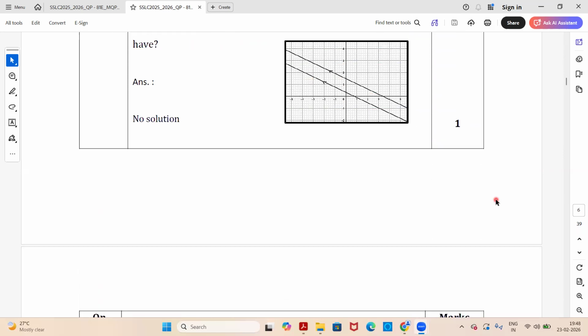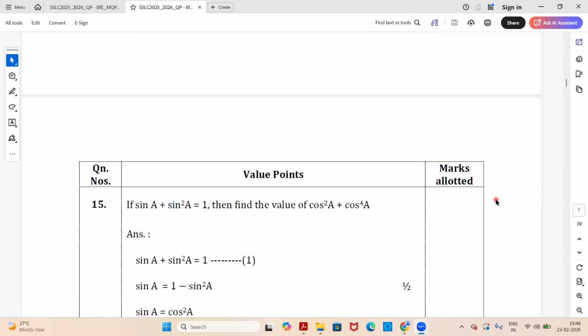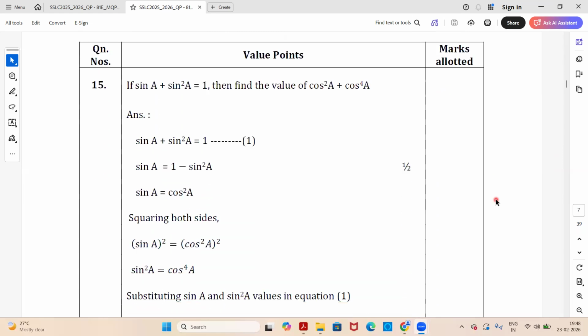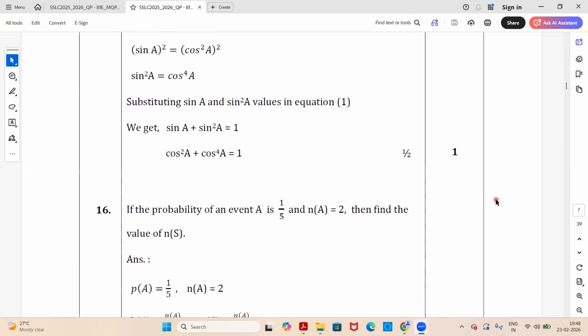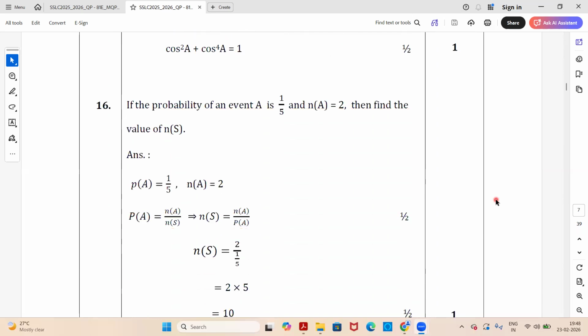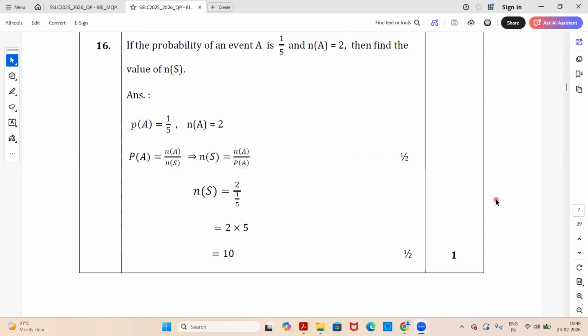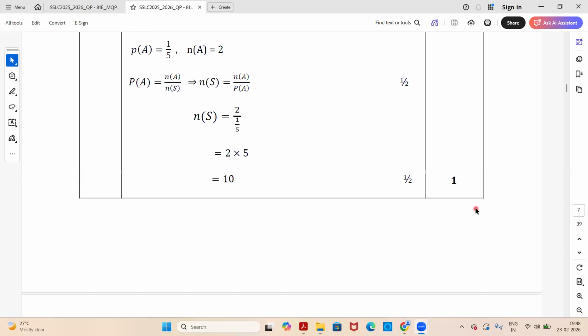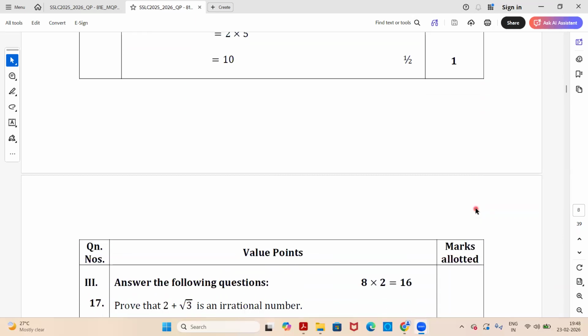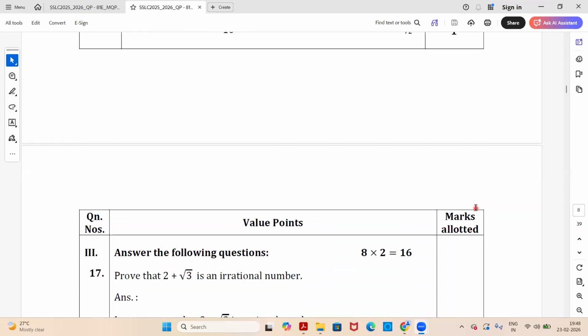So this is question 14, then continued by question 15. Question 16, probability question. You can also focus and see the steps, how they have done it and how the marks have been allocated for each step. Now with this, we finish our second section.